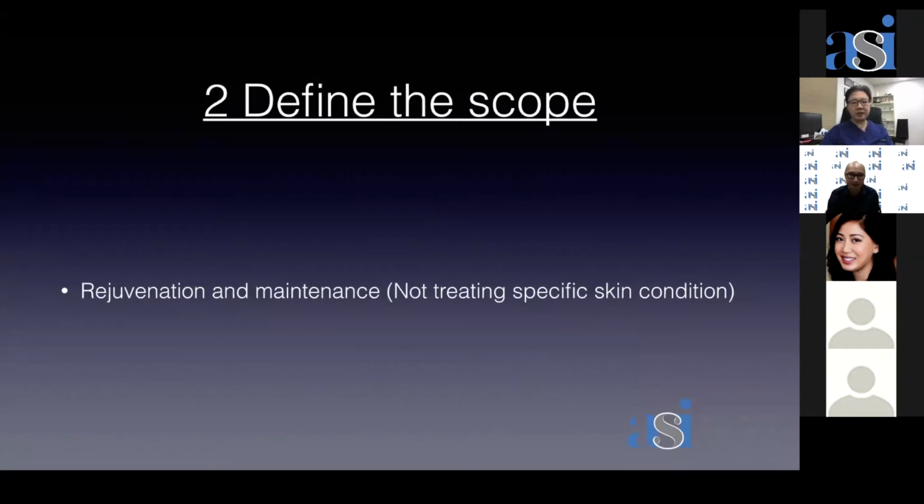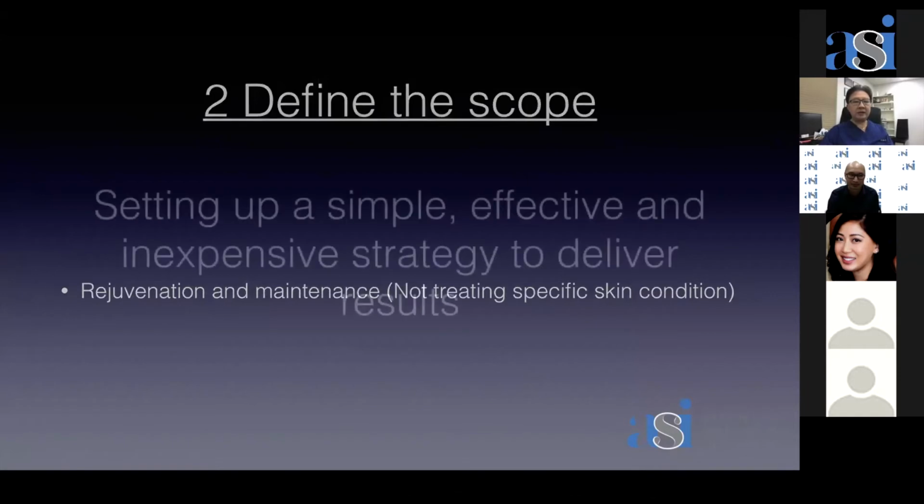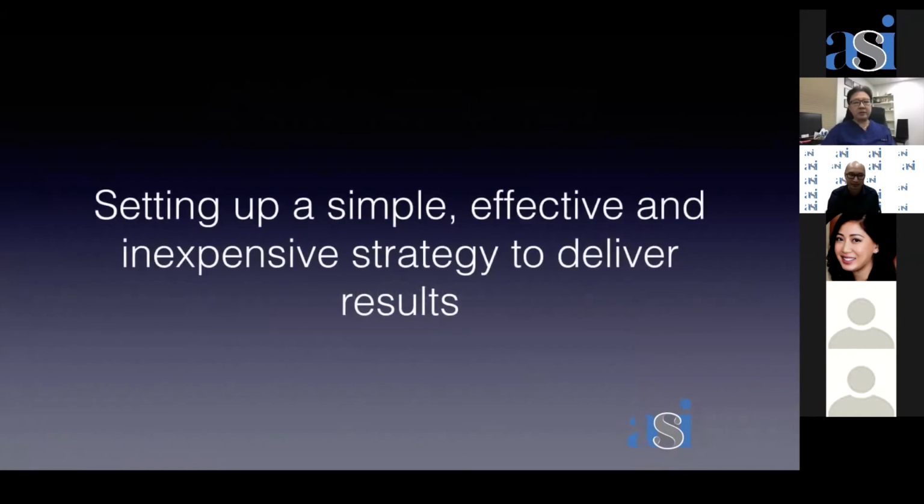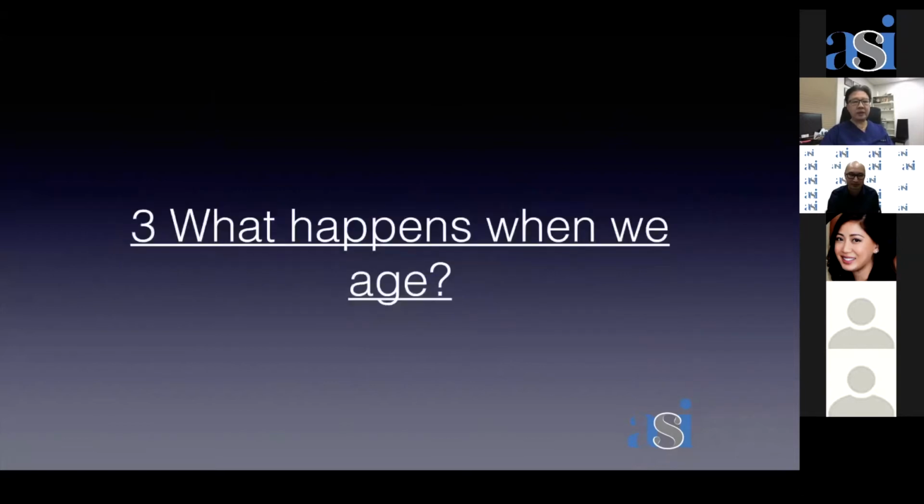As mentioned earlier, this is actually a big part of our work. From our own research in our clinics, I think it's about 80%, and only 20% come with problems. Most people just want to look young and healthy. So we need to set up a simple, effective, and inexpensive strategy for us to deliver results. We're not talking about expensive equipment here.